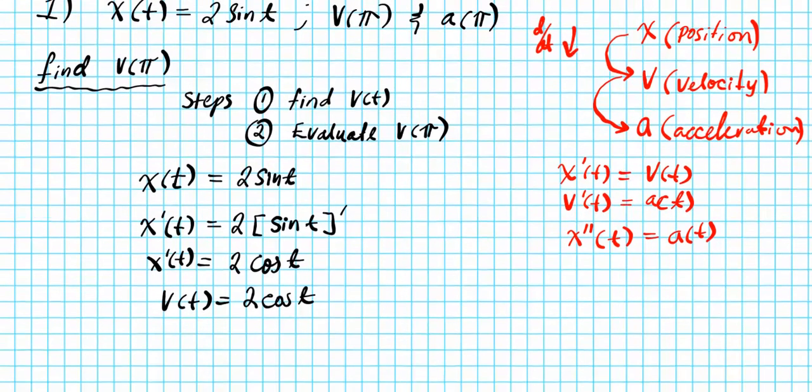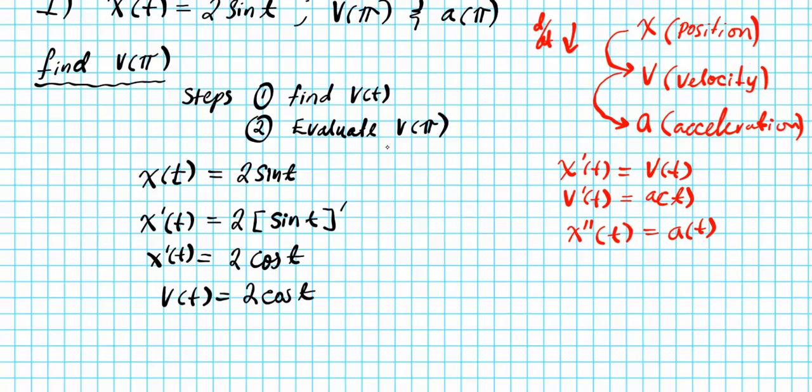Now let's figure out what the velocity is at t equals pi. So we're in step 2 now. We just did 1, which is to differentiate. Now the second part is to evaluate. Okay, we're doing the arithmetic process. So v of pi is going to be what? It's going to be 2 cosine pi.